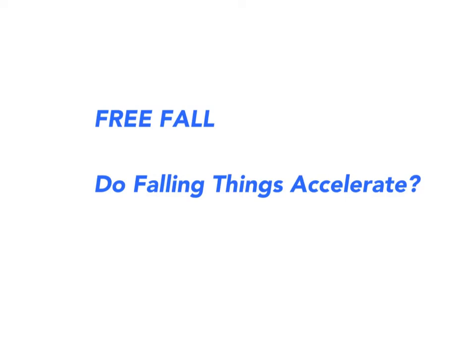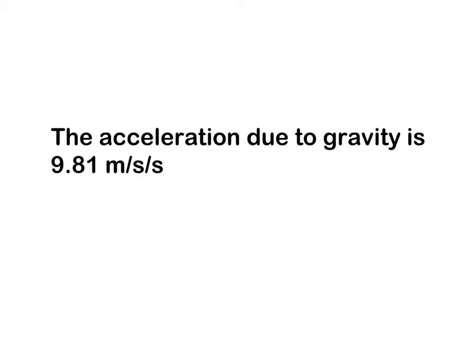Welcome to Freefall video number 2, where we continue to investigate: Do falling things accelerate? Last time on Freefall Physics, we learned by investigating the graphs that resulted from dropping an object in the classroom that the acceleration due to gravity is 9.81 meters per second squared. So we found out that falling things, or at least that falling thing, they do accelerate. They speed up by 9.81 meters per second every second.